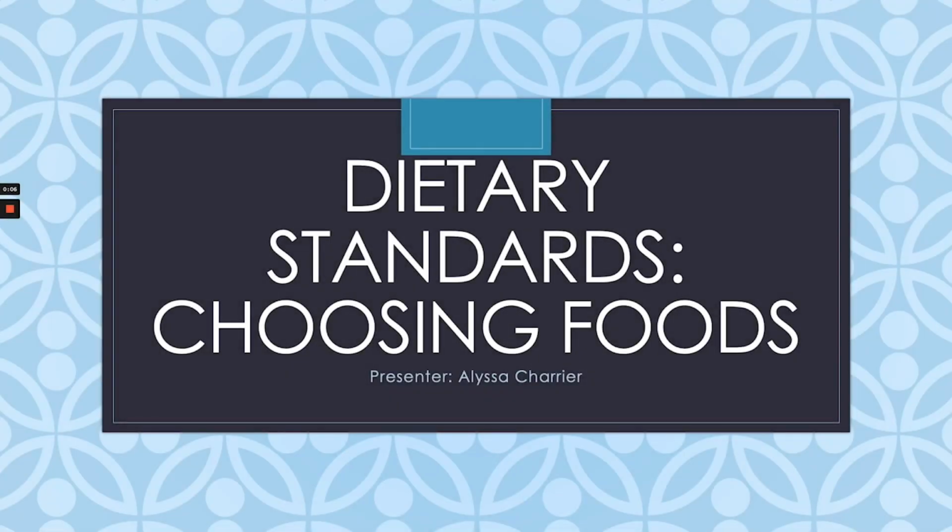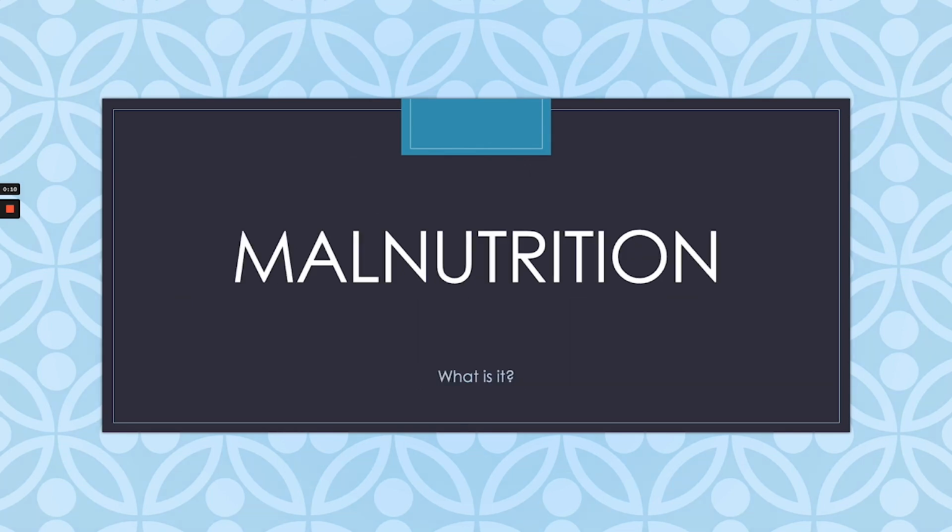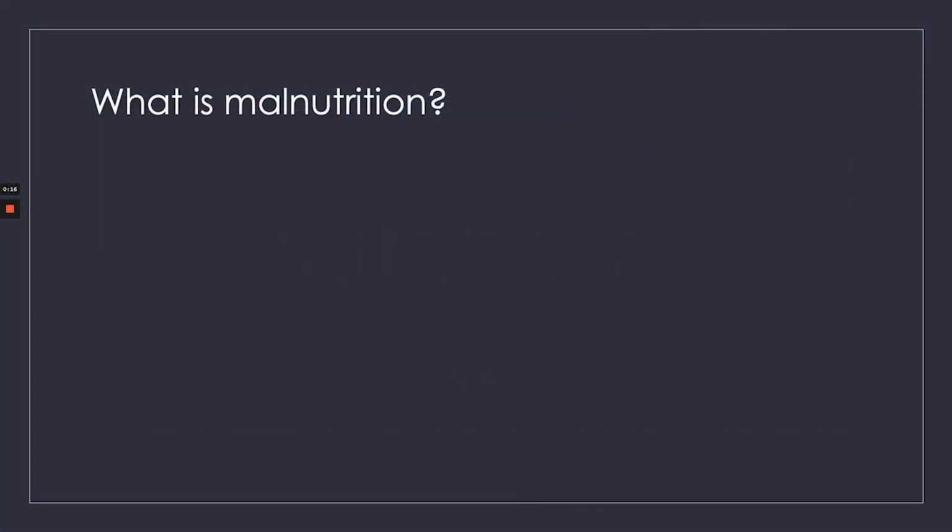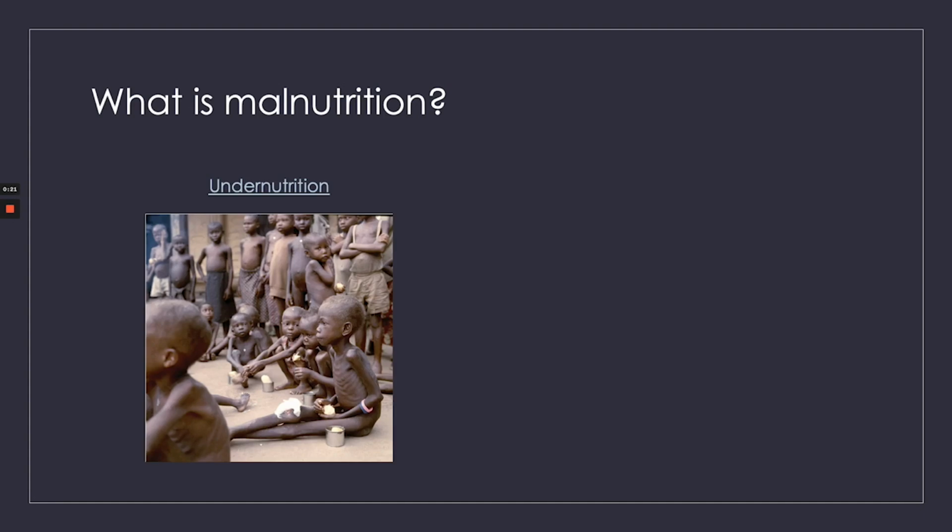So today we'll be discussing dietary standards and how to choose foods. The first thing I want to discuss is the concept of malnutrition and just what is it? So there are two types of malnutrition occurring throughout the world today. The first is undernutrition, and this is defined as a deficiency of energy or nutrients. According to the UNFAO, undernutrition currently affects around 680 million people worldwide.